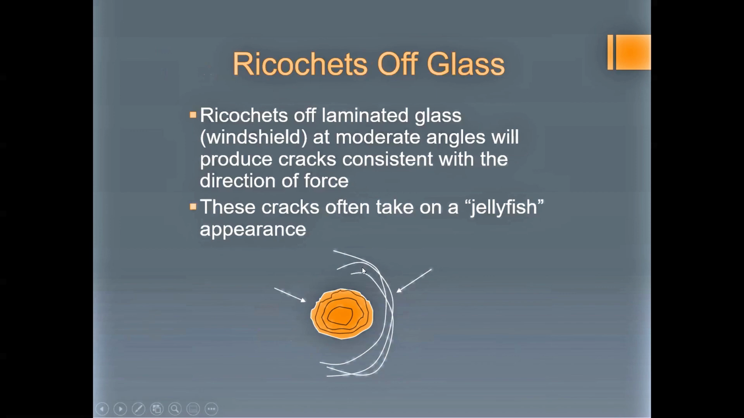Here's another way that you can tell. Ricochets off laminated glass, typically a windshield, at moderate angles will produce cracks consistent with the direction of force. These cracks often take on a jellyfish appearance. So here we have these cracks, this jellyfish appearance of the cracks, and we have an impact point. The cracks are giving us our direction of travel. Left to right, going towards the cracks.